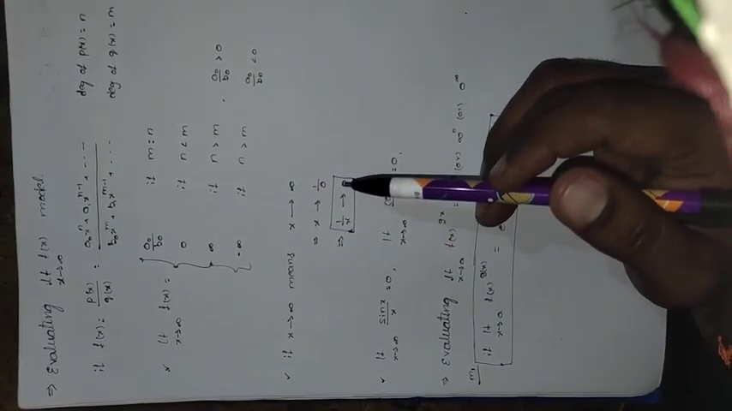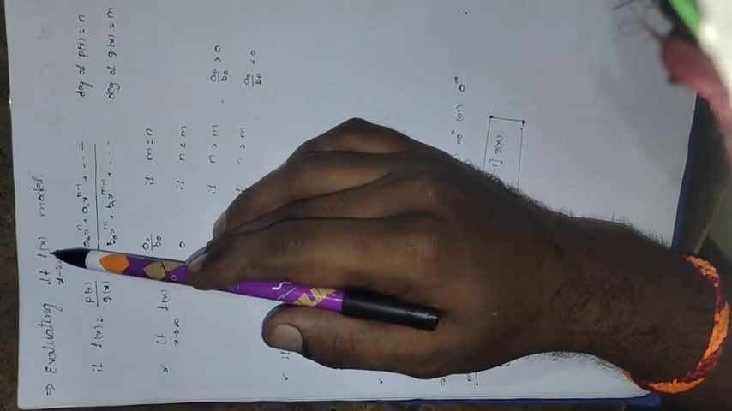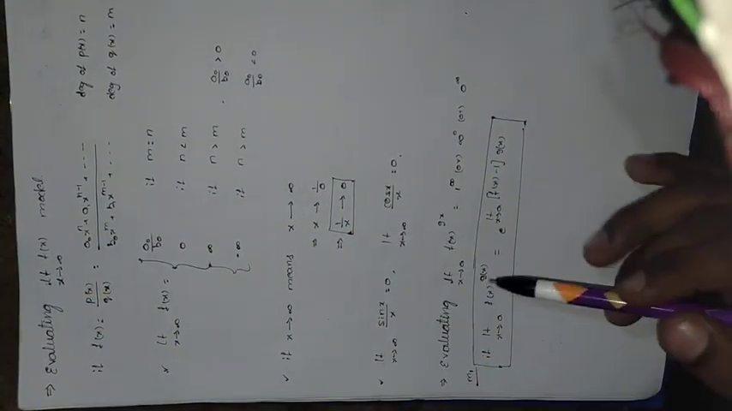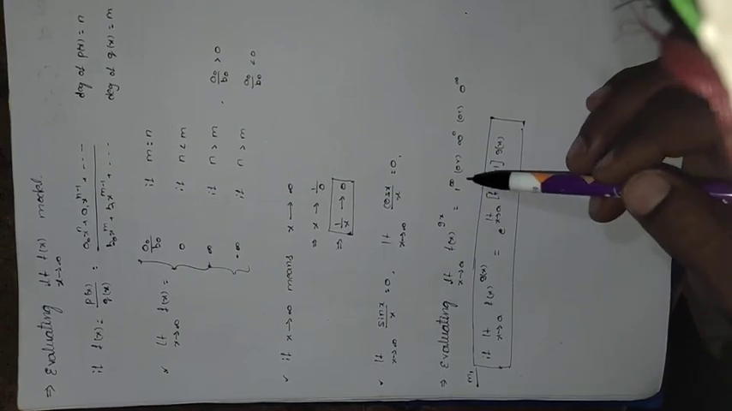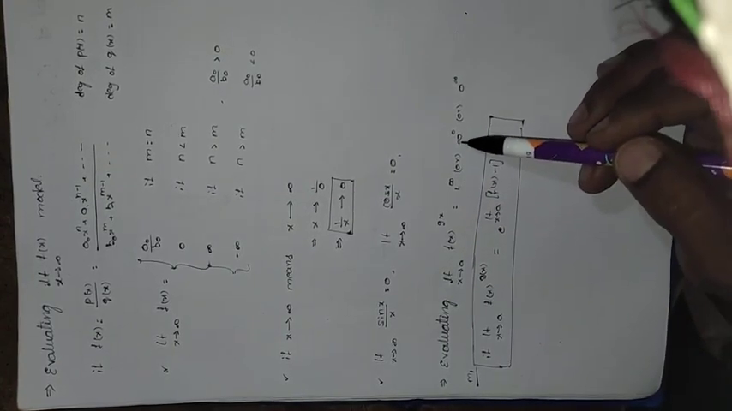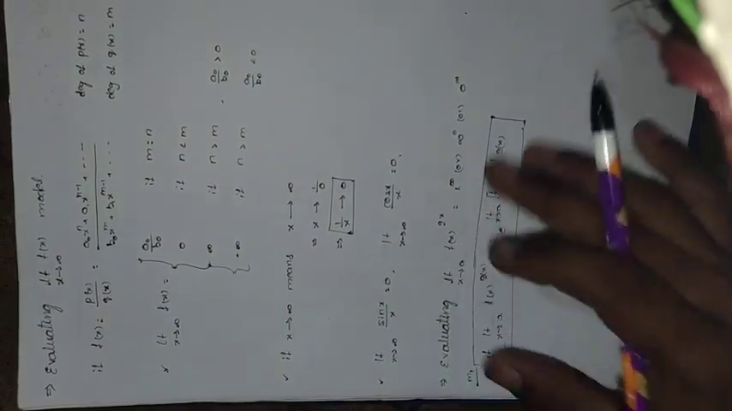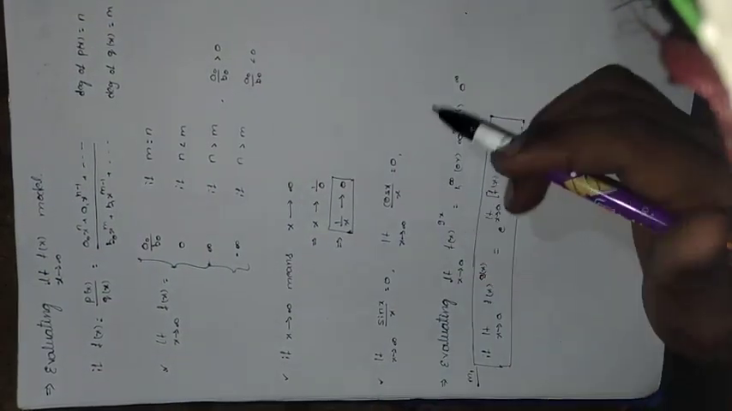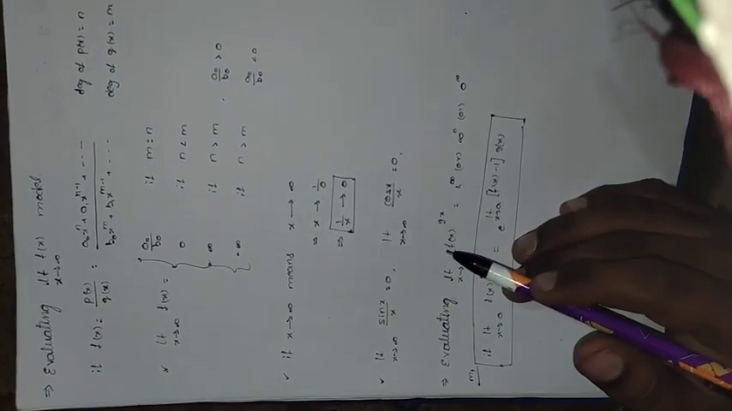Some of the students are requesting me to explain this type of model questions: how to evaluate the limit as x tends to infinity of f of x. How to do it if the limit of the function gives 1 power infinity, infinity power 0, or 0 power infinity type questions. Before going to the problems, let us recall the key points.